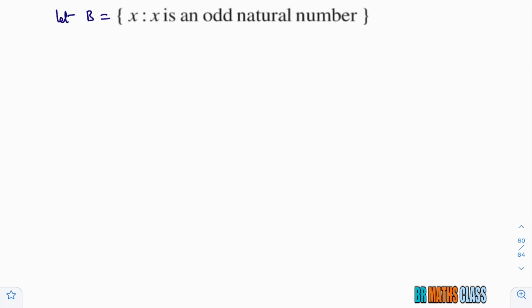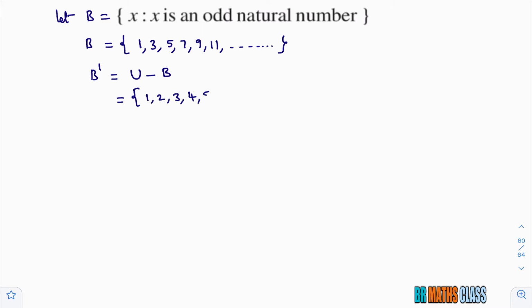You observe this set is in set builder form. To make understanding easier, I just want to write set B in roster form. Odd natural numbers. What are odd natural numbers? 1, 3, 5, 7, 9, 11, like that. These are all odd natural numbers. This is set B. Actually, what do I need to calculate? I need to calculate B dash. What is B dash? B dash is universal set minus B. What is the universal set? The universal set is the set of natural numbers. So 1, 2, 3, 4, 5, 6, 7, like that. The set of all natural numbers minus set B.